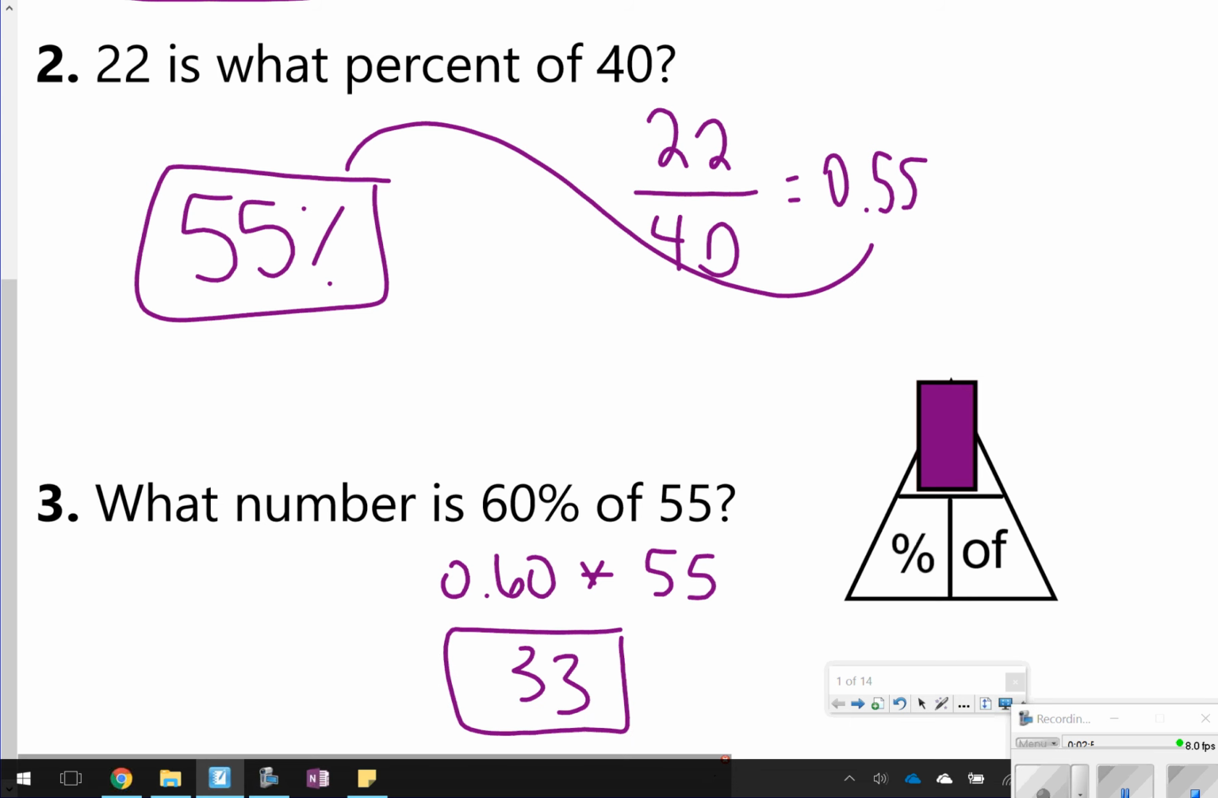So I just thought that was interesting. Feel free to write this in your notes and use it if you'd like to. It's just another way that you can use the percent proportion and percent equation.